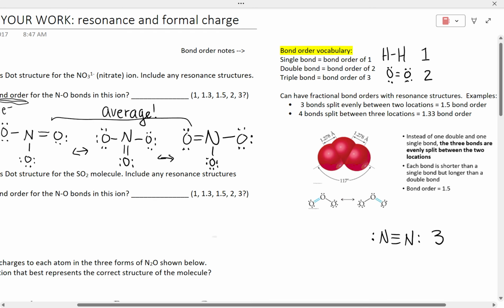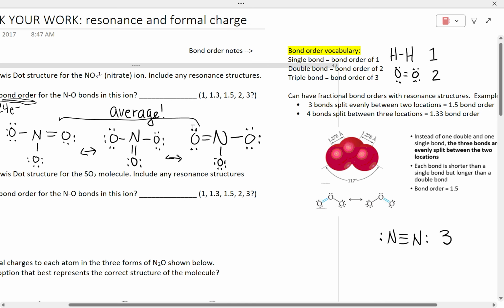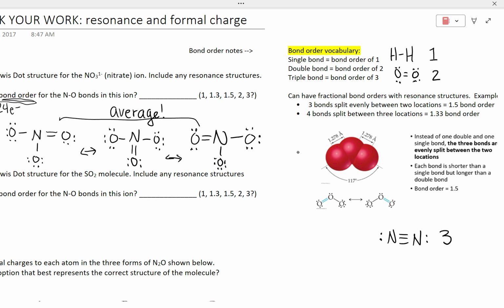But in this molecule, the bond order is not 1, it's not 2, it's somewhere in between, because the structure is not 1 double and 2 single bonds. It's an average of these 3 possibilities. So what we've got is 4 bonds split between 3 different locations. So what's the bond order? It's 4 divided by 3. It's 1 1/3, or if I want to write it as a decimal, 1.33. That would be my bond order.